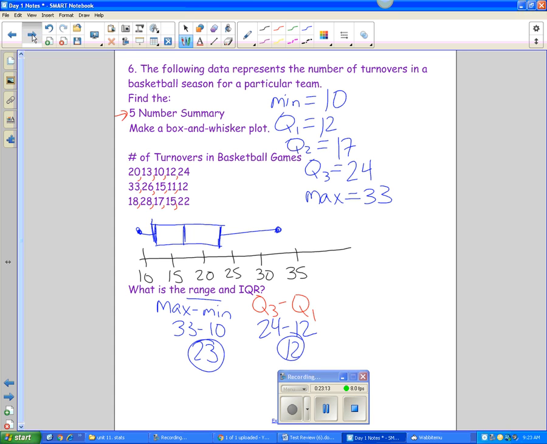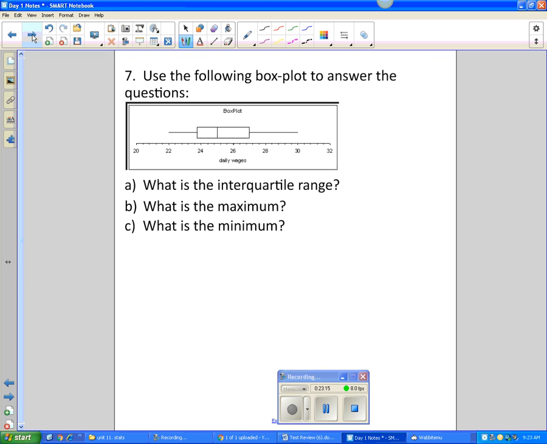All right. Number 7, use the following box plot to answer the questions. What is the interquartile range? So Elijah, tell me again, what's the definition of interquartile range? What's the formula for interquartile range? All right, so it's Q3 minus Q1. That's the formula for it. You got to look at your picture.